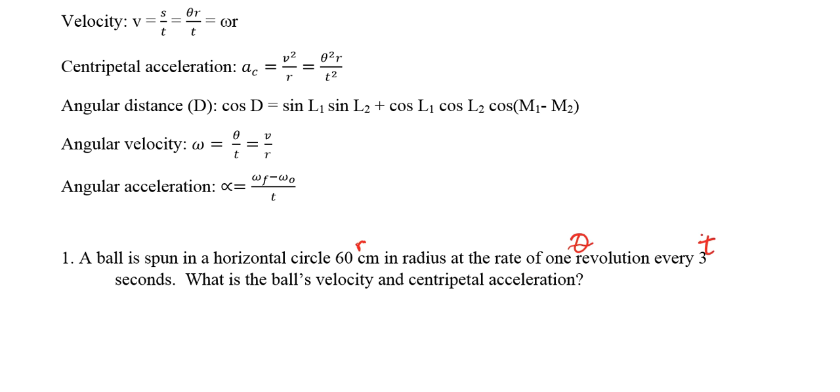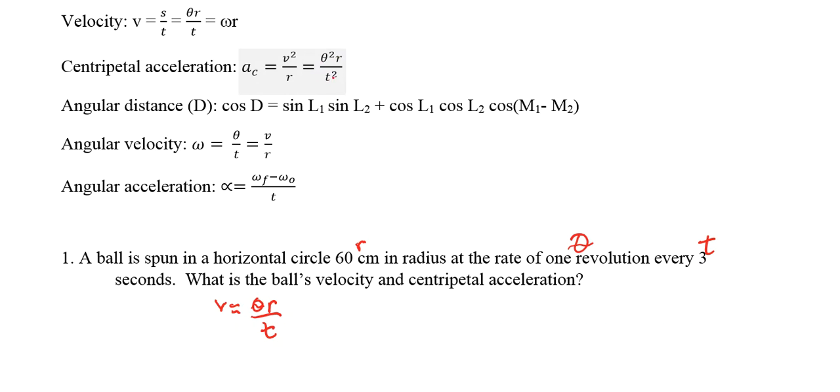So I'm going to look at my velocity formulas. Looks like with r, theta, and t, I should be using this one. So I'm going to go ahead and write down that formula. V equals theta times r divided by t. Now before I do that, I'm going to go over here and decide what I want. Centripetal acceleration, I can do the velocity squared over r, or I can do theta squared times r over t squared. I could use either one of those in this case.